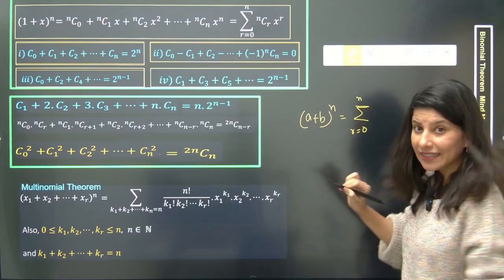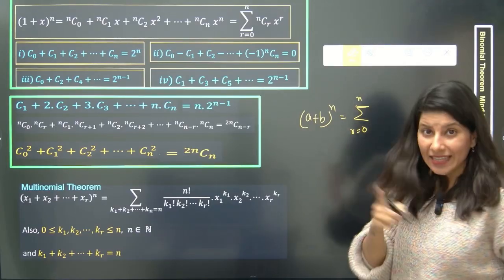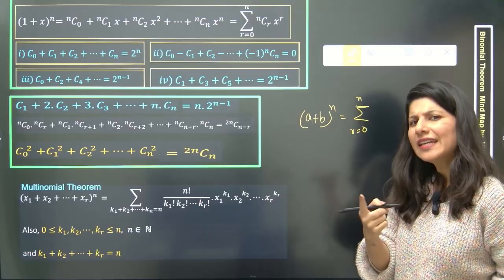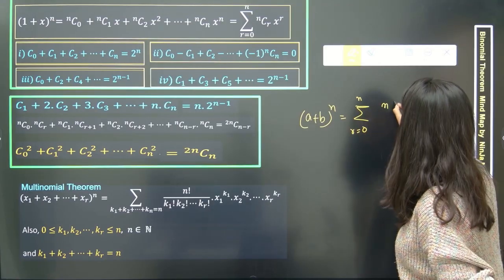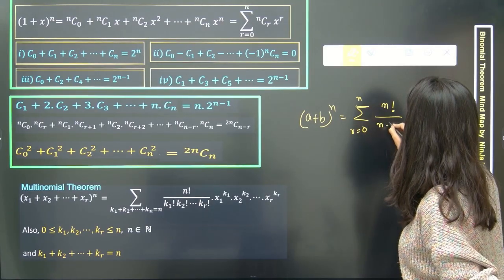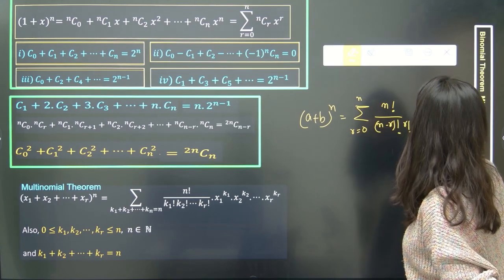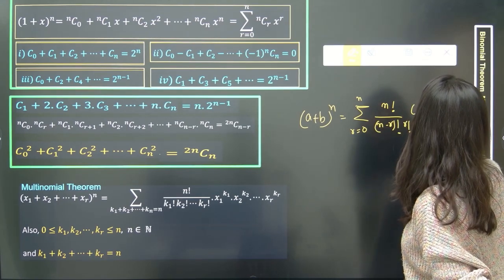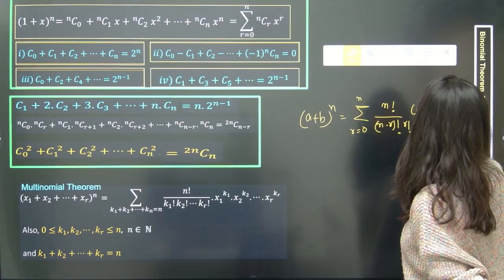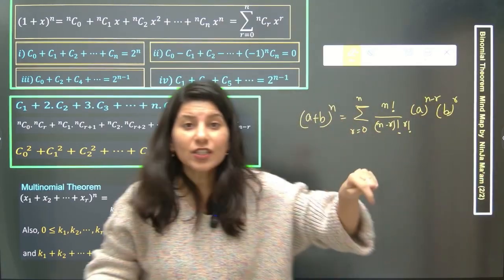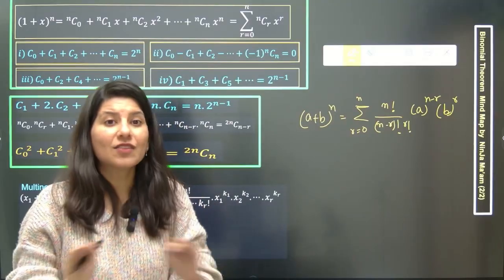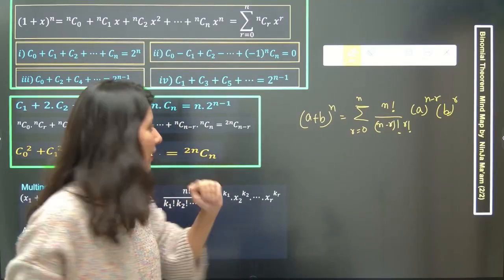Correct? Am I writing it correct? Now just tell me, nCr. Rather than writing nCr, can I write n factorial upon n minus r factorial and r factorial? And here a power n minus r and b power r. Now understand the binomial theorem, then just rewrite the multinomial theorem, okay?